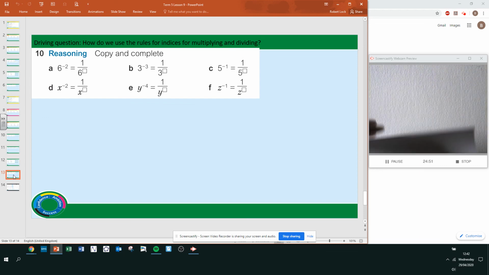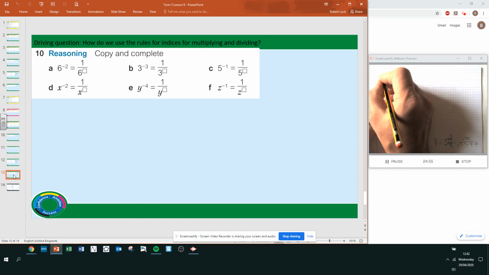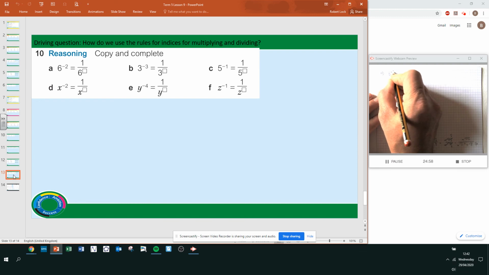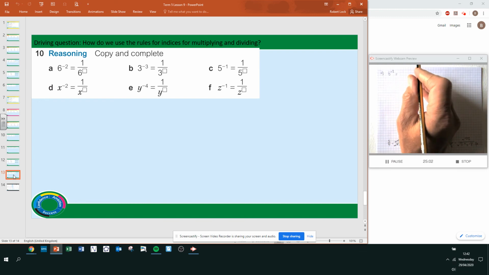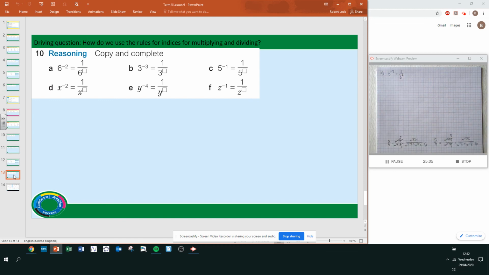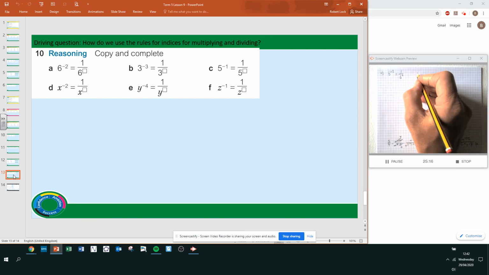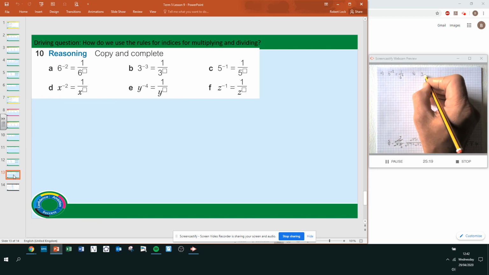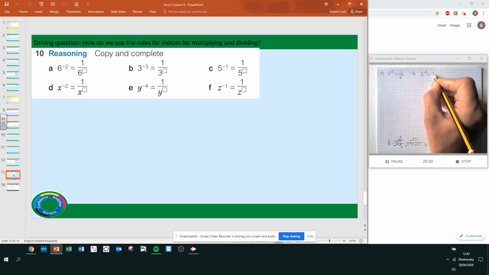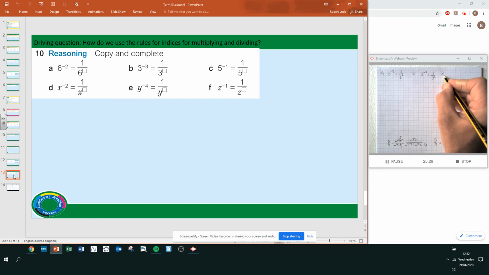And the last question. Copy and complete. A. 6 to the power minus 2 is the same as 1 over 6 to the power 2. The minus becomes a plus: a minus here becomes a plus over there. B. 3 to the power minus 3 is the same as 1 over 3 to the power 3. C. 5 to the power minus 1 equals 1 over 5 to the power 1, or just 1 over 5.